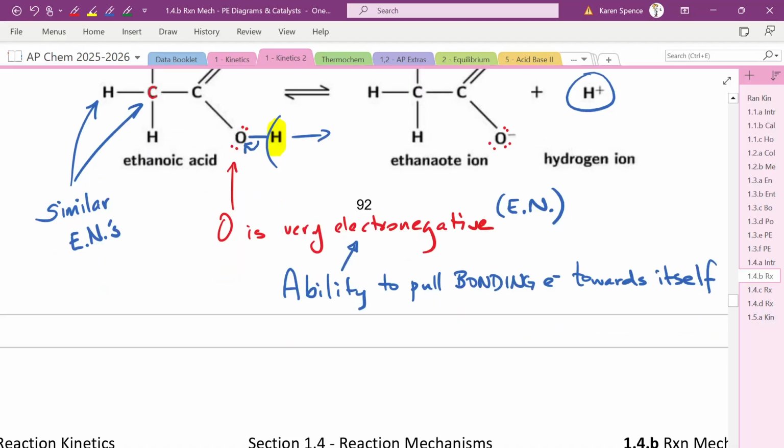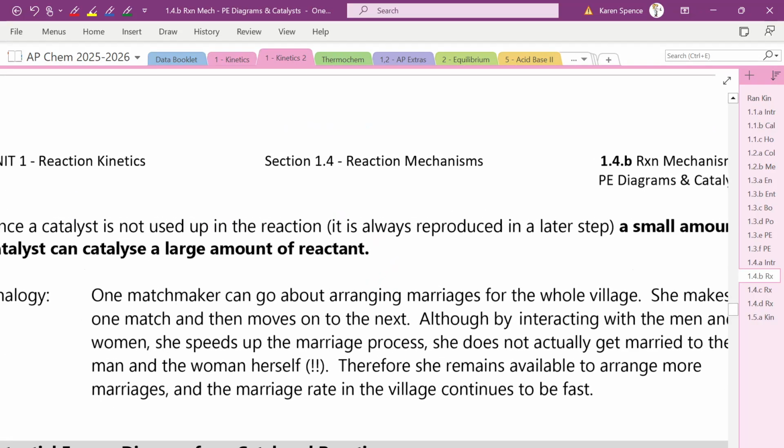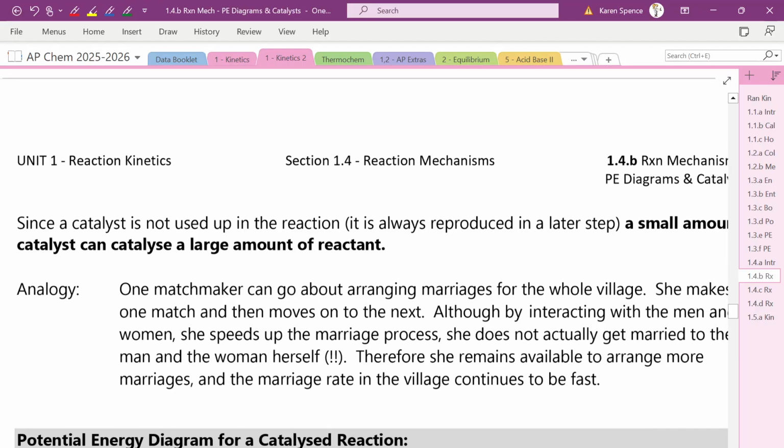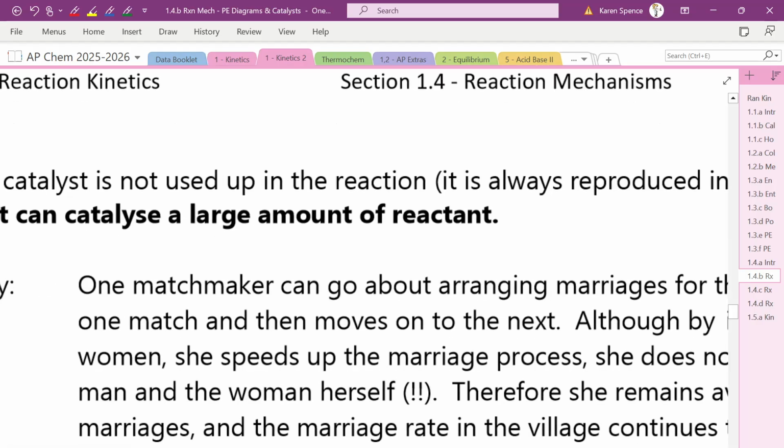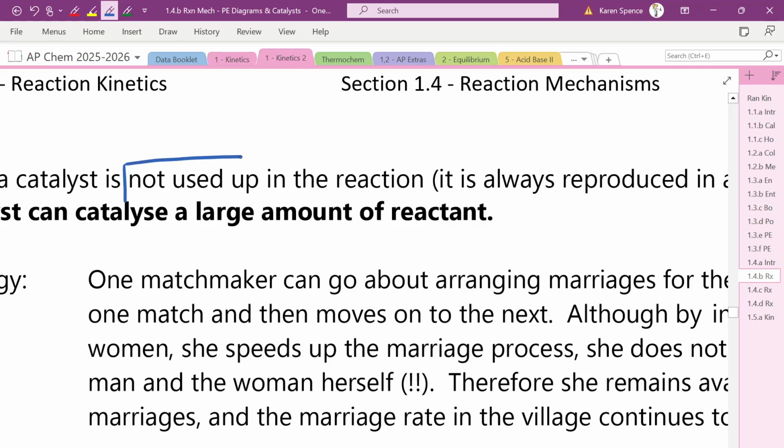All right. Next. One of the 4 things in the definition of a catalyst is that it is not used up. And if it is not used up, that means it gets spat out the end of the reaction, and it can then go back and catalyze another one, and then another one, and then another one. So only a very small amount of a catalyst is needed to catalyze a large amount of reaction.